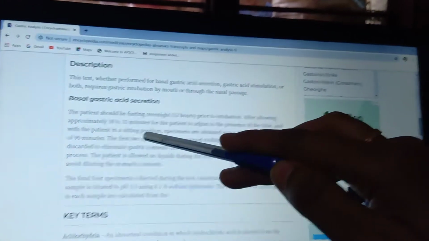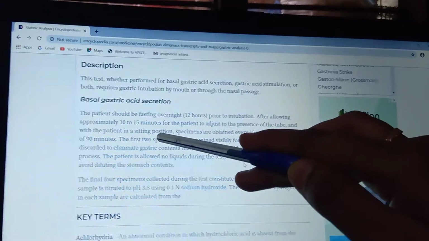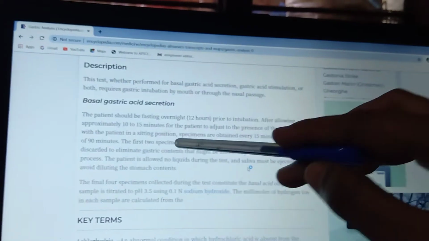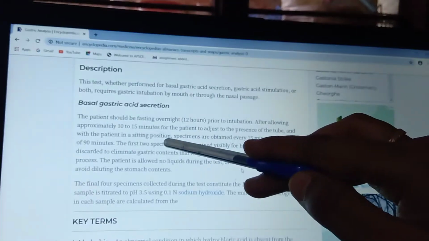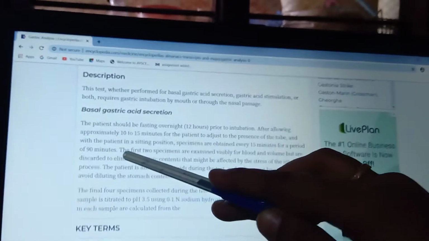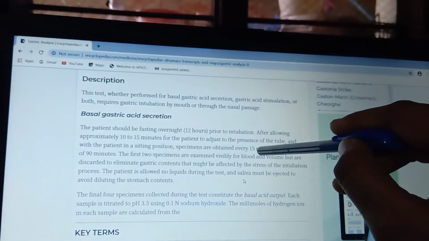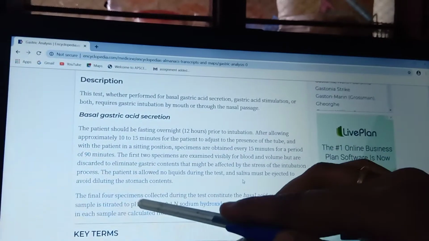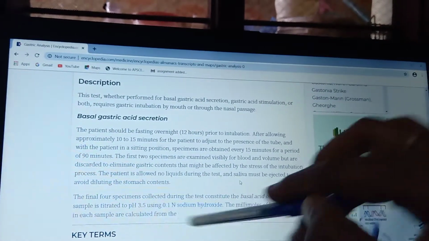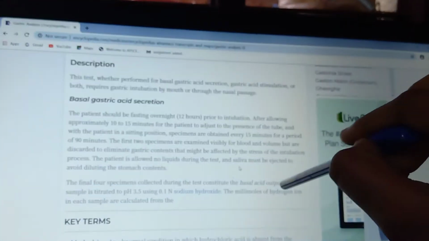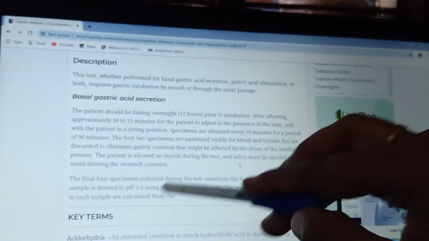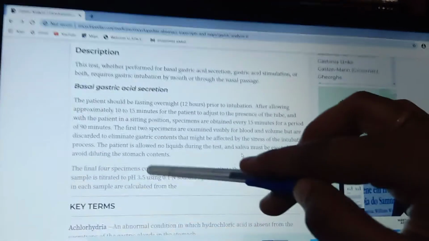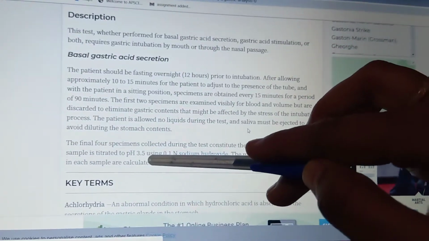After that, we put the patient in a sitting position, and the procedure is evacuating the specimen from the gastric contents for 90 minutes. How often? Every 15 minutes, separately, you take 4 samples. These 4 samples are called the basal acid output samples, and to them you add sodium hydroxide to reach a pH of 3.5.